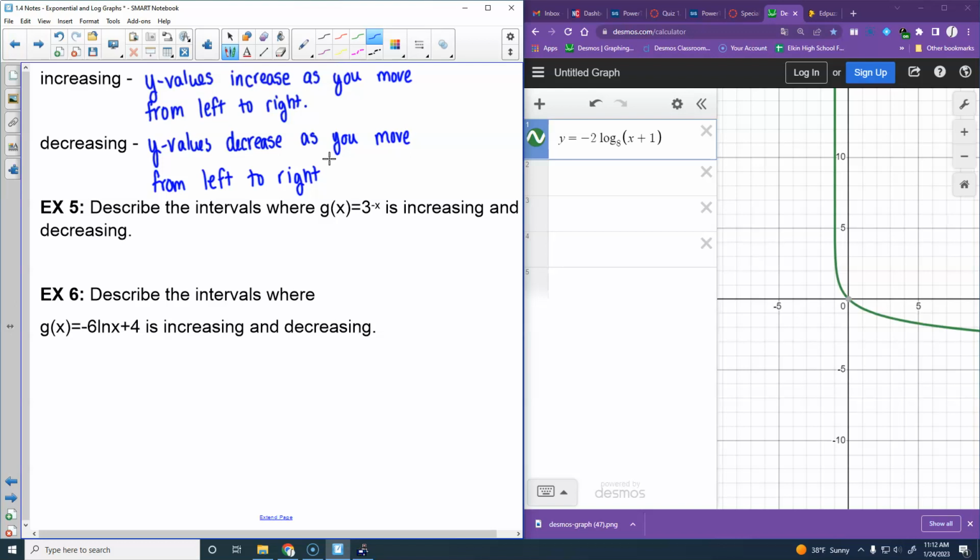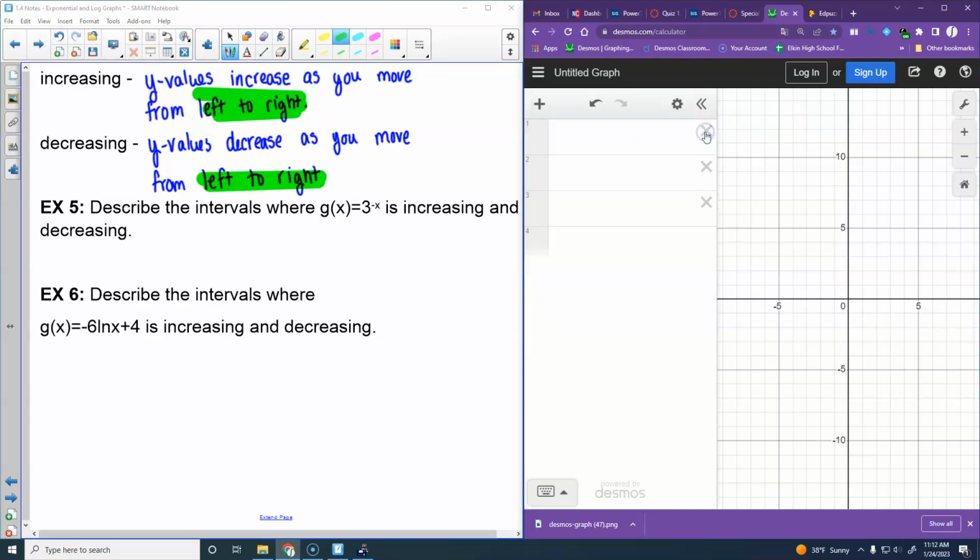Okay. The big thing you always have to remember is it's left to right. You always want to start at negative infinity, go up to positive infinity. It's really easy on these to want to look at the middle of the graph and go to either end. That is wrong. It's always left to right. The good news is that increasing and decreasing is really pretty easy for exponentials and logs.